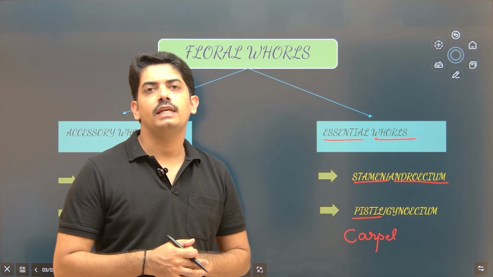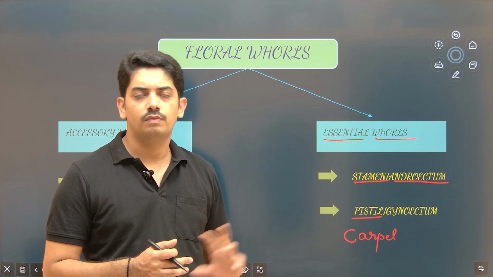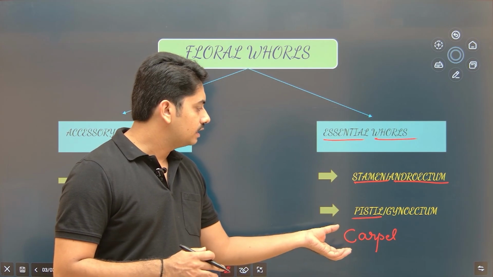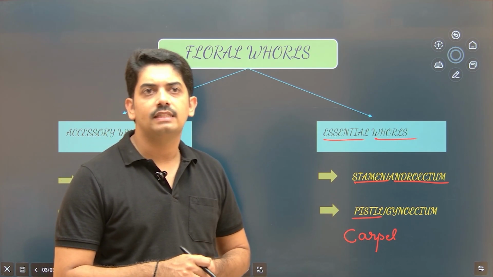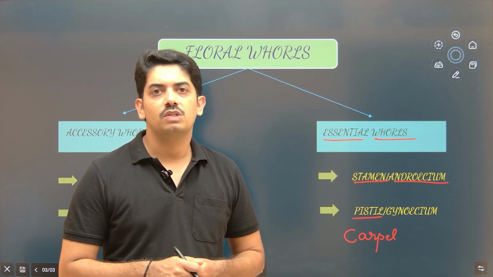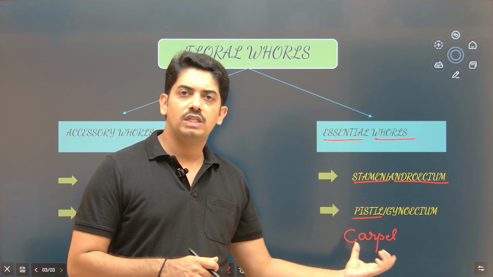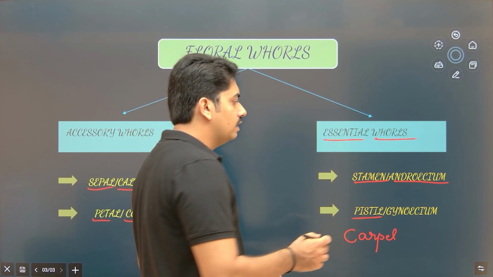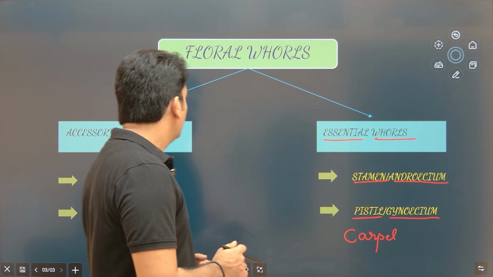Pistil only represents the female reproductive part, that is stigma, style and ovary. Later we will study in detail. Sometimes we use the term carpel in taxonomy. The only reason is a flower may have more than one female reproductive structure. At that time, we cannot use the term pistil, so we use the term carpel. Now, gynoecium is the term used in taxonomy.